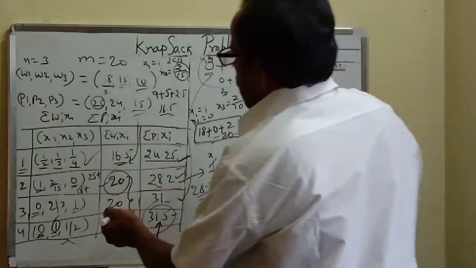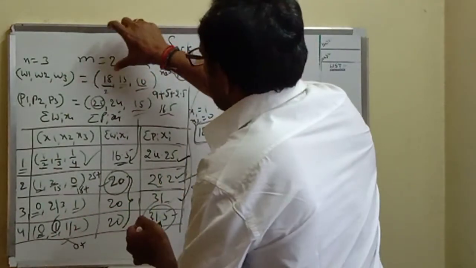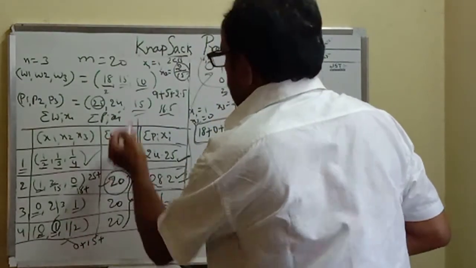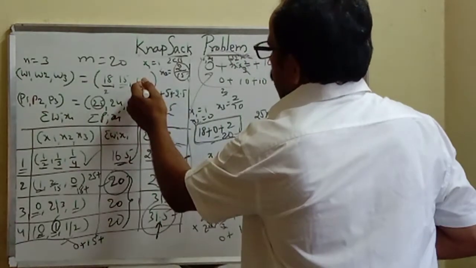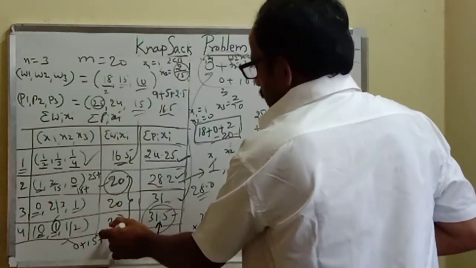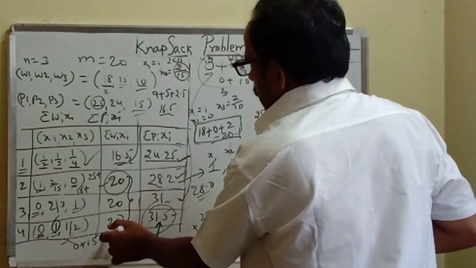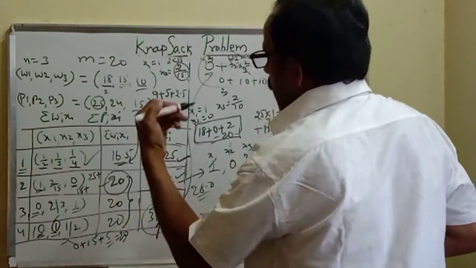Then how can we construct the solution? x1 is 0 because I am not considering any portion from the first item. I completely considered the second item, which means 15 units I considered. Only 5 units remain. From that, I am extracting 5 from 10, so the solution becomes 5 by 10, that is 1 by 2. Then the weight is 15 plus 5, 20 weight. But what about profit?